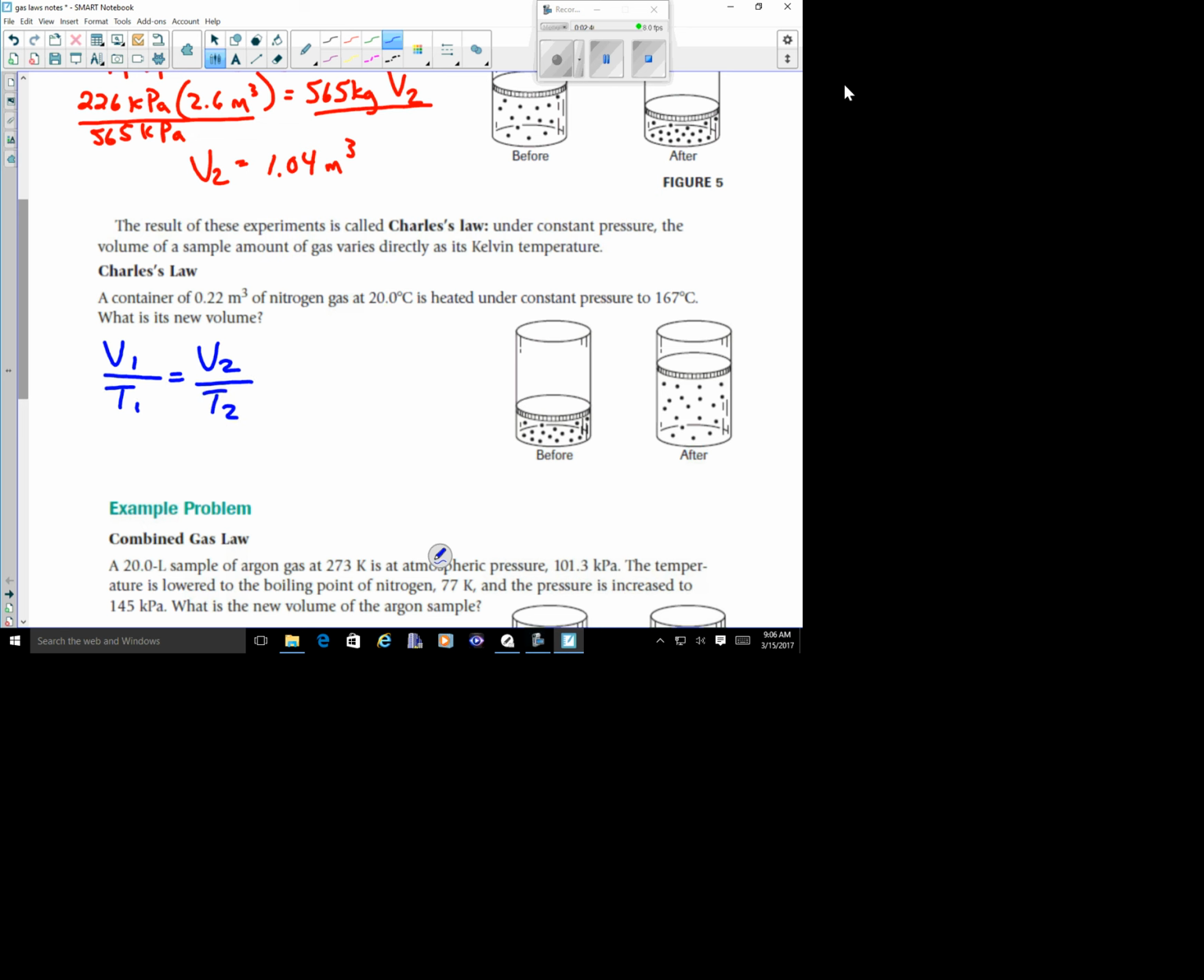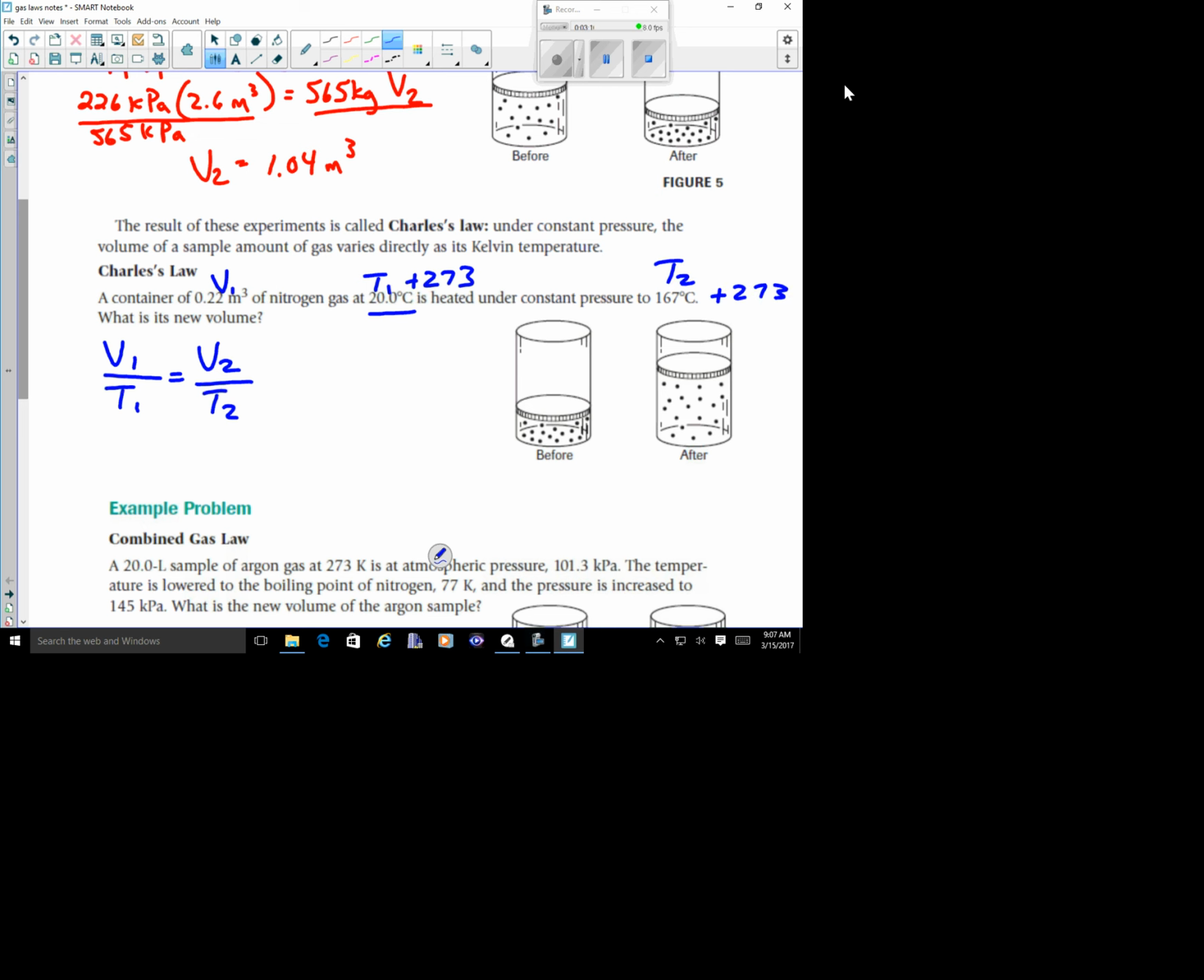And so now I have a container of 0.22 cubic meters. Once again, that's going to be volume. So that's volume number 1. Of nitrogen gas is placed at 20 degrees. Now, careful with this. So we got to do all these in Kelvin. So don't forget, we got to add 273 to every one of these. So this is temperature number 1. It's held under constant pressure, and this then heated to 167. Well, again, this is going to be temperature number 2, but we got to add 273 to that. Okay? It wants to know what's going to be your new volume.